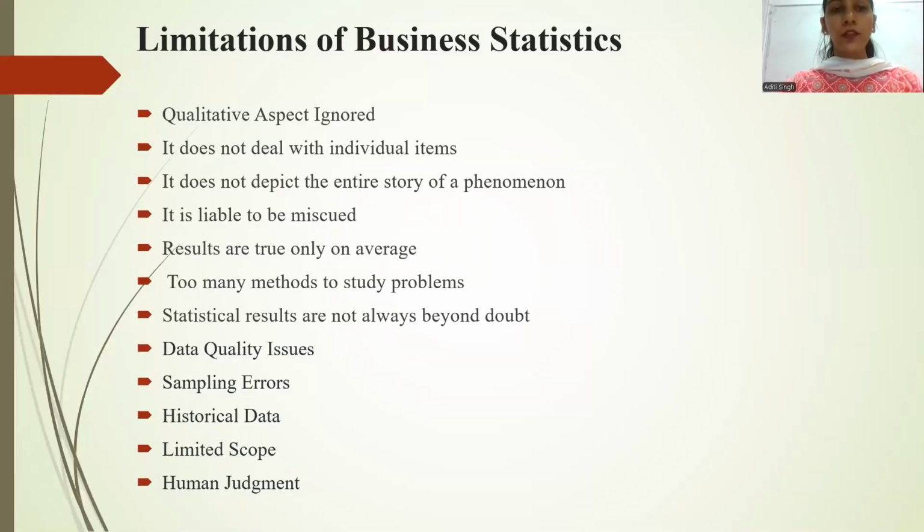Now let's start with the limitation of business statistics. So there are few limitations of business statistics. First one is qualitative aspect ignored. So basically in statistics, the qualitative aspect is ignored as statistics methods don't study the nature of phenomena which cannot be expressed.